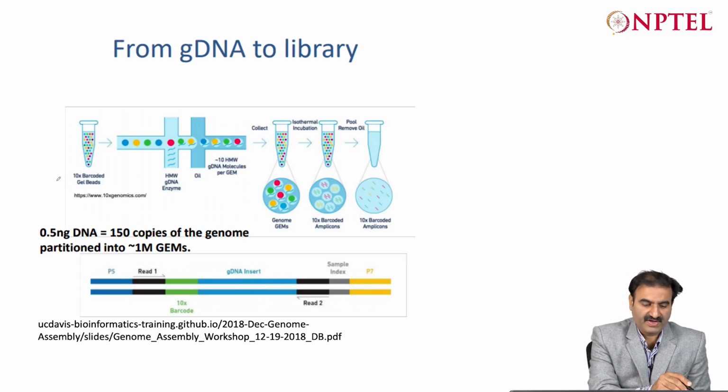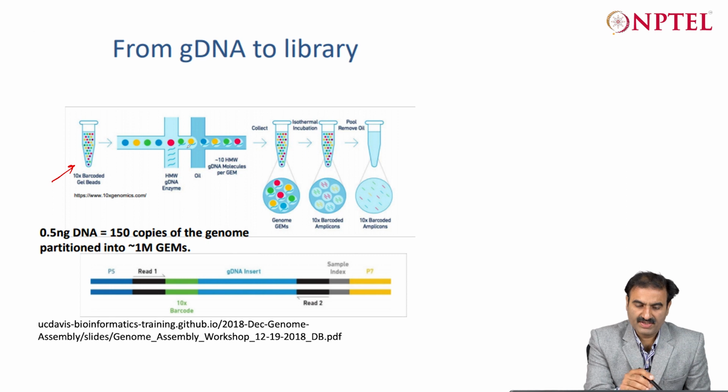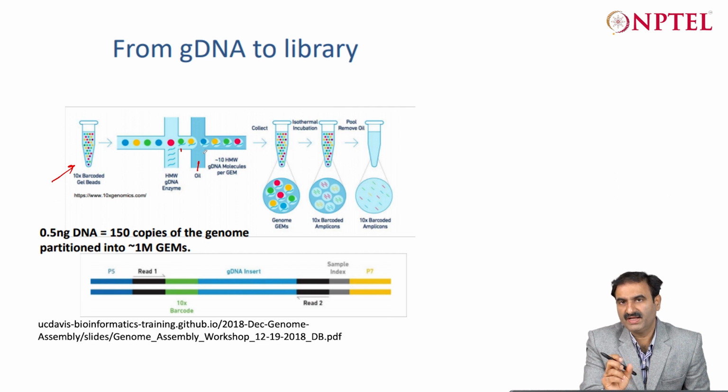So it starts with the 10x barcoded gel beads, which pass through this tube-like structure, and basically each bead is attached with one high molecular weight DNA. The 1 nanogram that we have taken is basically divided into about 1 lakh beads, and then the beads are attached to the DNA, and in between you can see that oil is also inserted, so that the DNA gets encapsulated in oil.